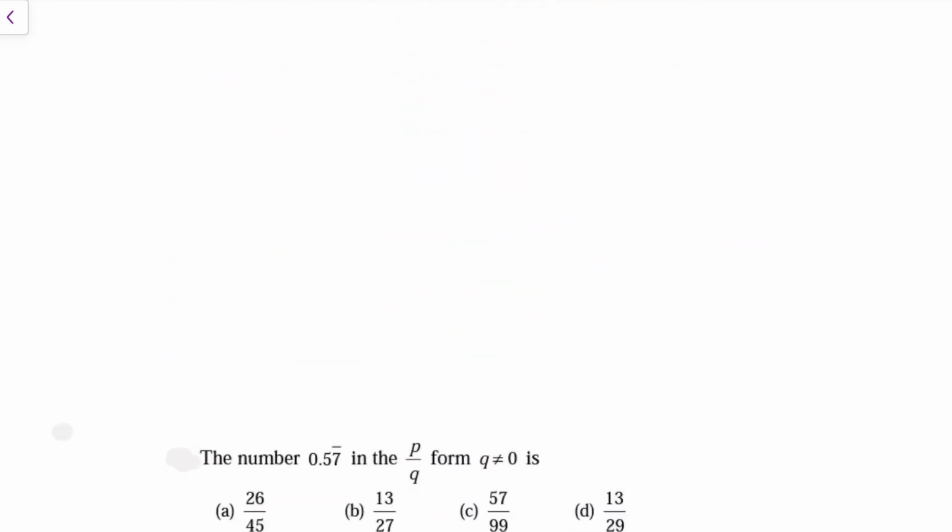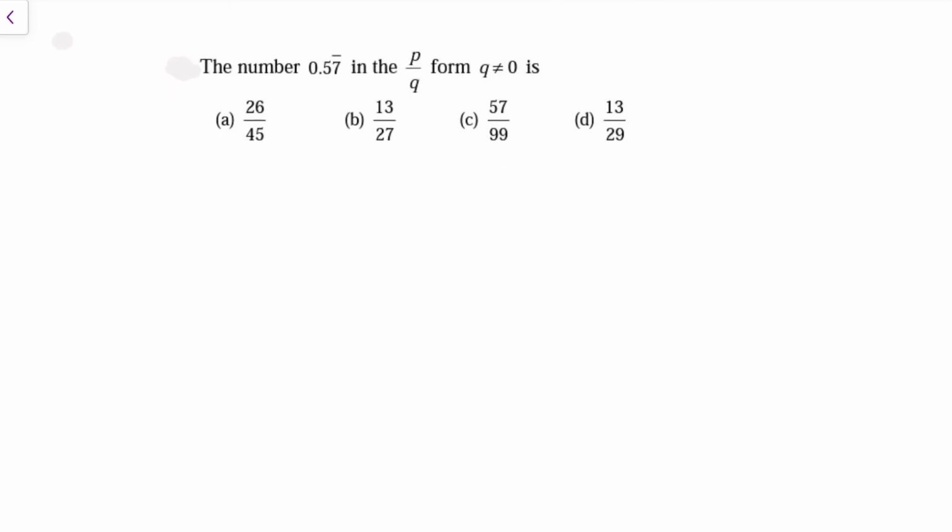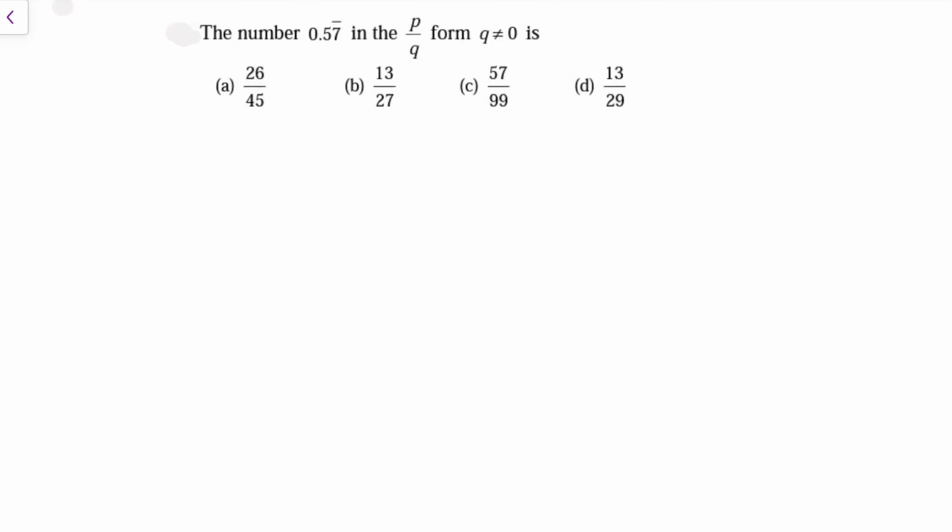Next, express the number 0.57 bar in the form of P by Q. So here the bar is only for the 7. 0.57 bar. Whatever the given question is, let us assume that given question as x. So x is equal to 0.57 bar. The bar is for 7, so 7 only we need to continue: 5, 7, 7, 7, 7 and so on.